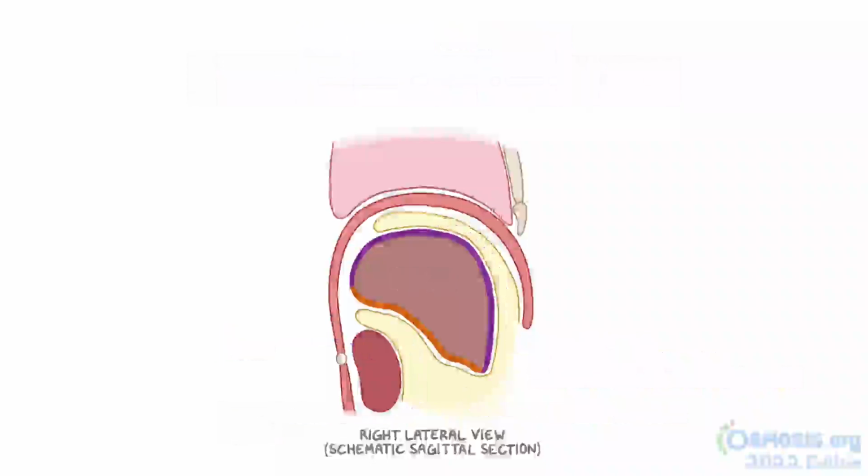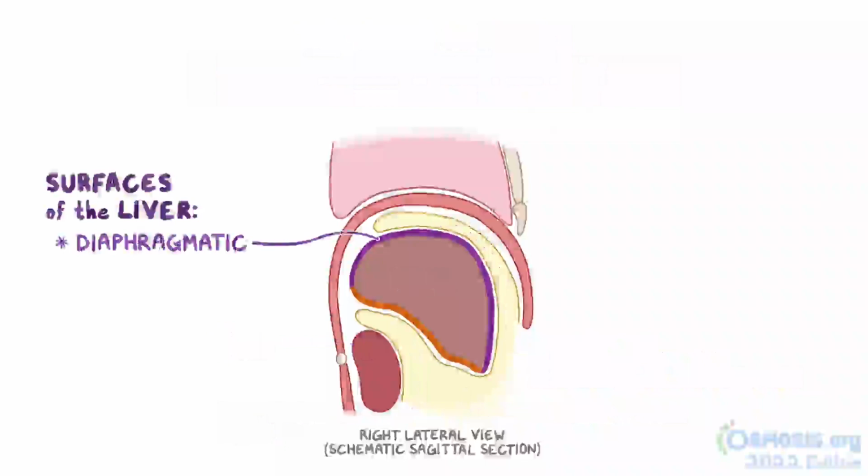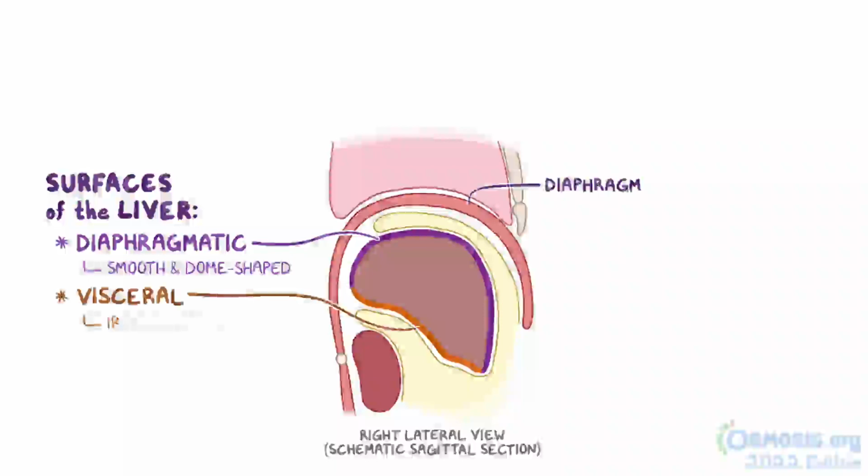Alright, now let's look at the two main surfaces of the liver. First is the diaphragmatic surface, which is in direct contact with the diaphragm and is smooth and dome-shaped. Second is the visceral surface, which is an irregular surface molded by neighboring organs such as the gallbladder and the biliary ducts.